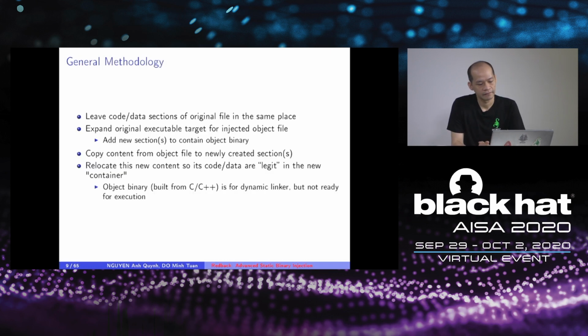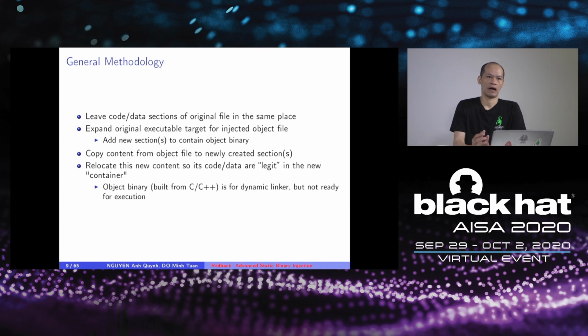So how did we do it? The general idea is when we inject code into the executable file, we leave the code and data sections of the original file in the same place. We do not move code or data around. To contain the new object binary in the patch file, we expand the original executable file by adding some new sections. And after that, we copy the content from the object file to the new sections.